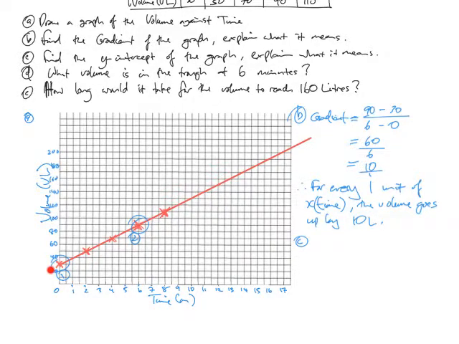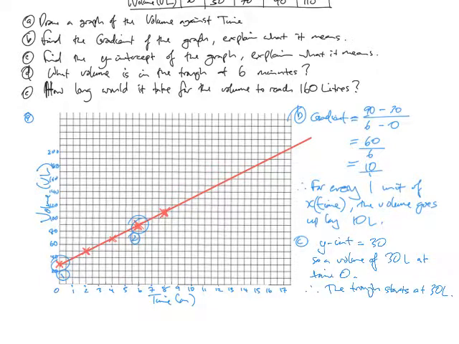Well, you can see the y-intercept here. Alright, you can see that the y-intercept is 30, or if you wanted to work it out, it's wherever x is equal to 0. X is equal to 0 here, so what is y? It's at 30 as well. Y-int is equal to 30, so volume of 30 litres at time 0. What does that mean? It means the trough starts at 30 litres.